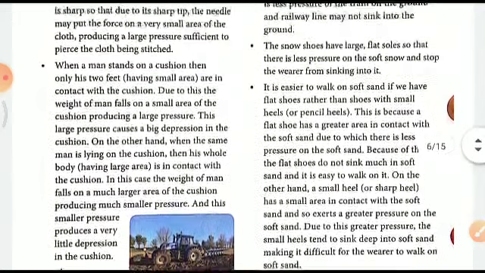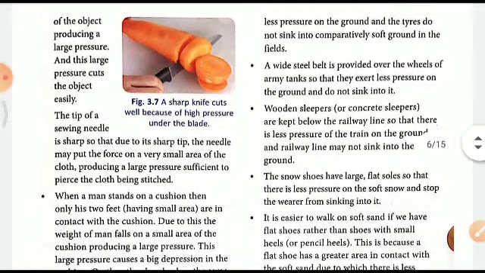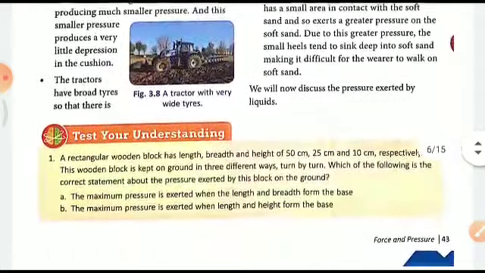Tractors have broad tires so that they put less pressure on the ground and the tires do not sink into comparatively softer ground. A wide steel belt is provided over the wheels of army tanks so that they exert less pressure on the ground and do not sink in. Wooden sleepers are kept below railway tracks so that the pressure of the train on the ground is less and the railway line may not sink into the ground. So on and so forth.